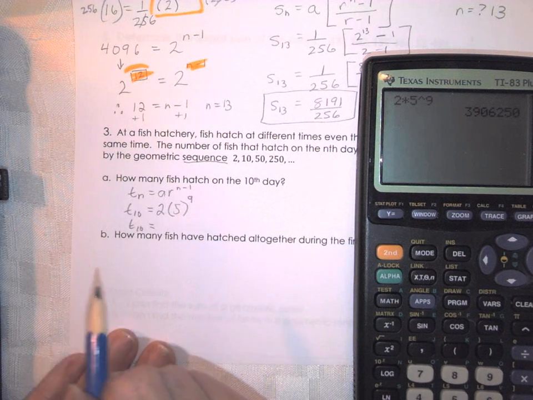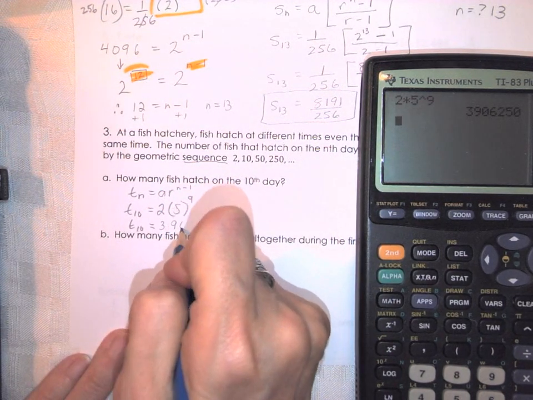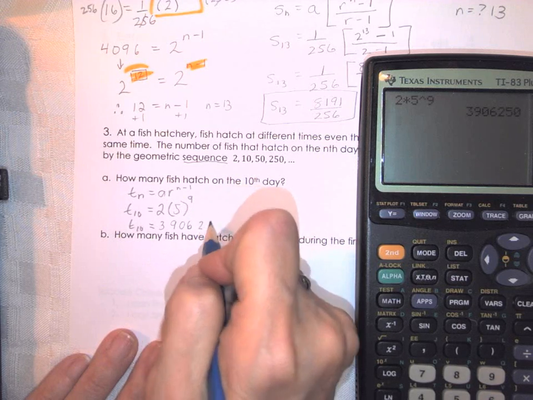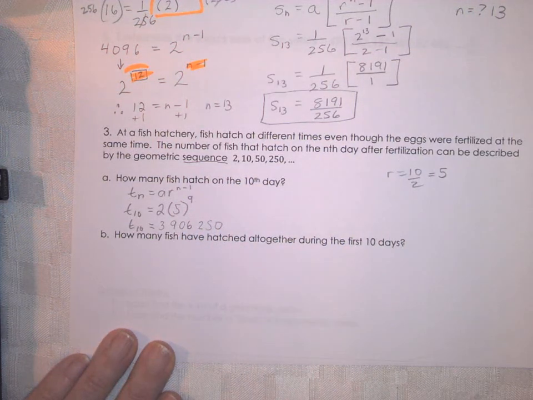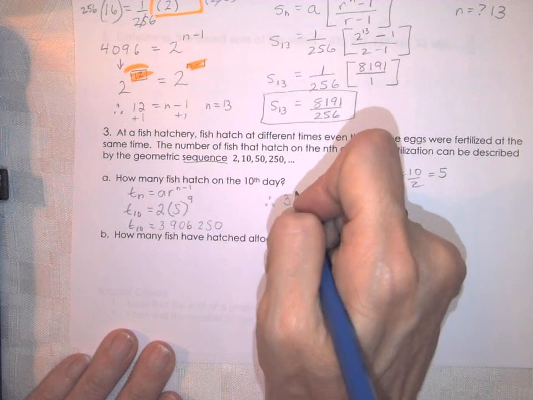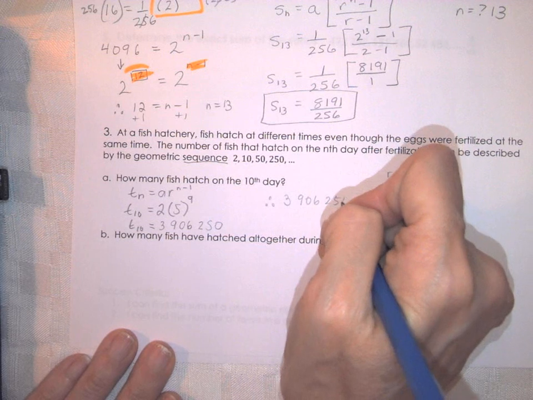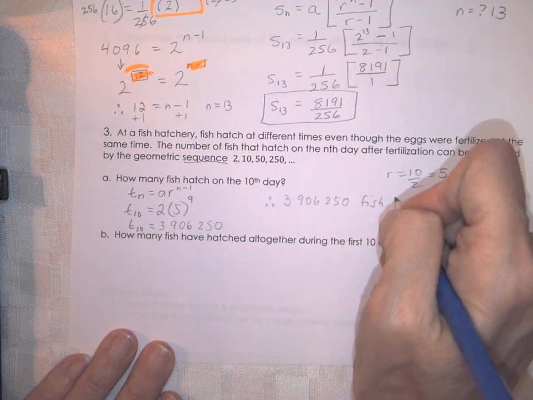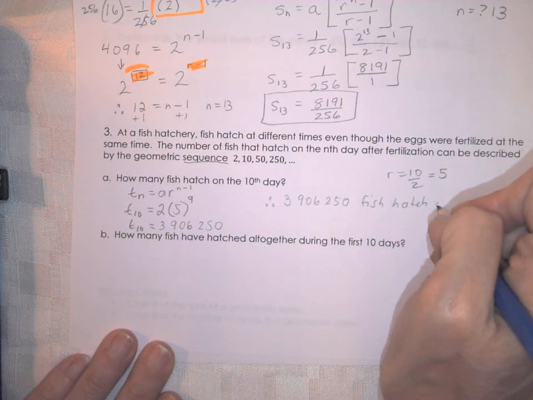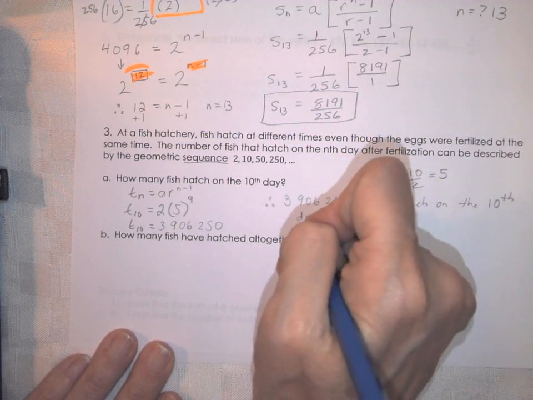So what do we have there? 3,906,250. So therefore, 3,906,250 fish hatch on the 10th day.